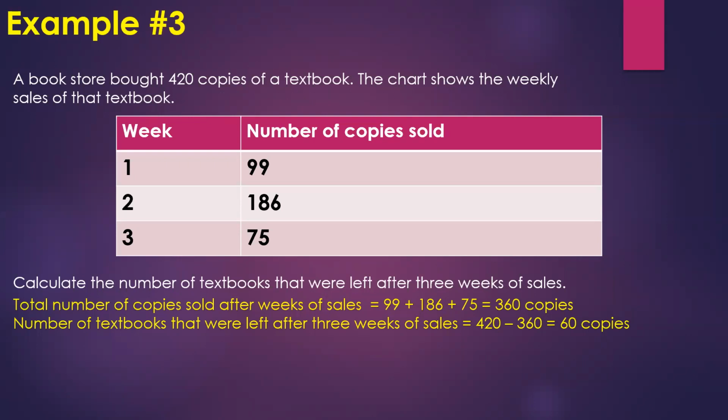Samaya, can you explain how we got 60? First, you have to add up all the number of copies that were sold, 99, 186, and 75. You get your answer, 360 copies. Then you subtract 360 from 420, and that gives us 60 copies.